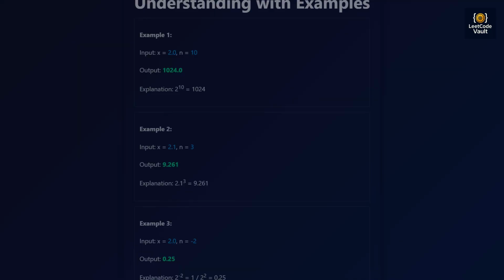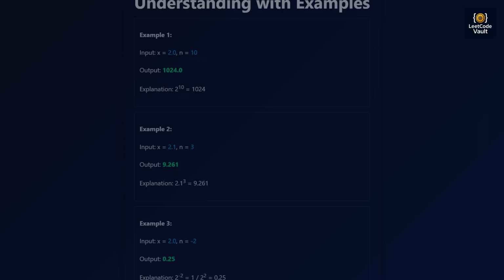Understanding with examples. Let's solidify our understanding with a few examples. If x is 2 and n is 3, the answer is clearly 8, because 2 to the power of 3 is 2 times 2 times 2. Simple enough. Now, let's consider a negative exponent. If x is 2 and n is negative 2, the result should be 0.25, which is 1 divided by 2 squared. Notice that we're dealing with floating point numbers here.